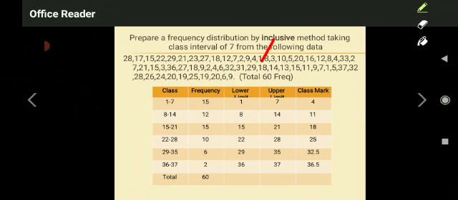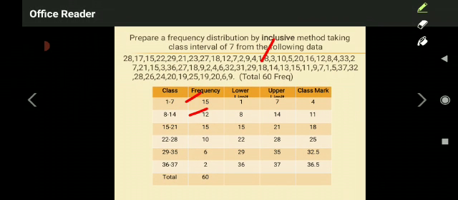If the question is of inclusive method, you have to prepare class intervals according to the inclusive method only. In the first class interval, that is 1 to 7. Look at the second class interval, you have to focus on that. If it is inclusive method, your second class interval begins with 8 to 14. Your upper class limit will be 7 on the 7 table. It is as good as 7 on the 7 table. And you have to take care of the lower class limit.